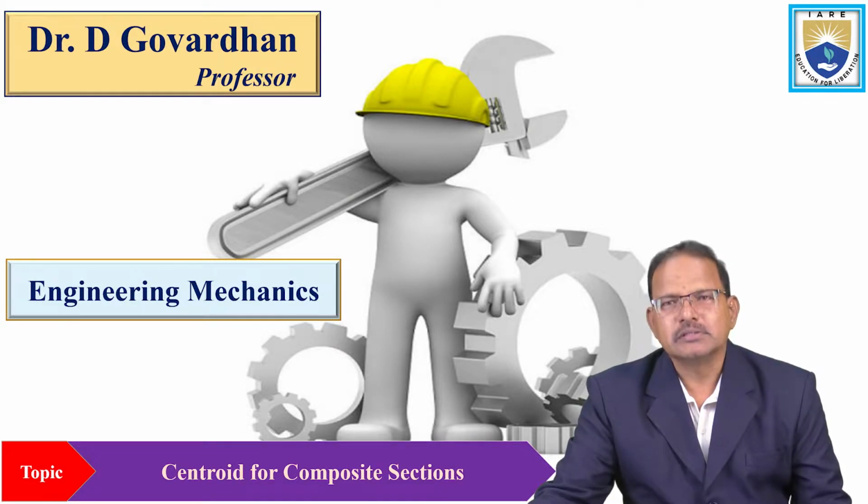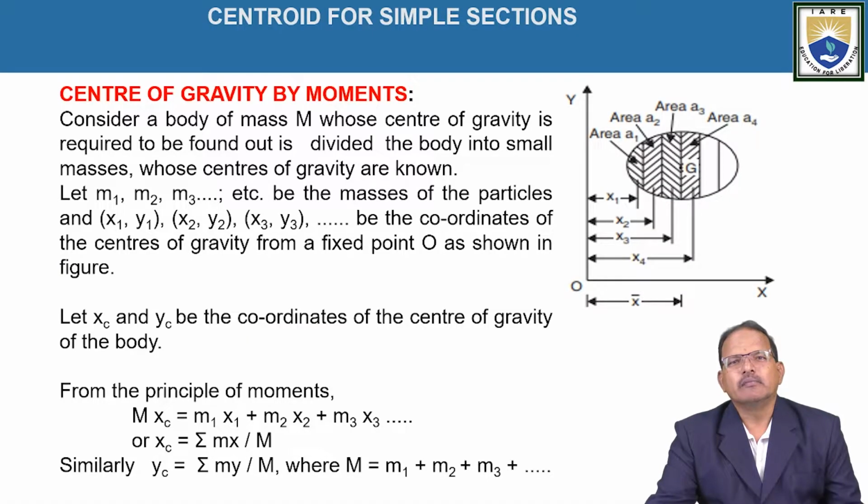Today the topic is centroid for composite sections. The centroid can be determined by using three methods: geometrical consideration, method of moments, and graphical method. Geometrical consideration is only applicable to regular objects such as square, rectangle, circle, semicircle, and triangle.